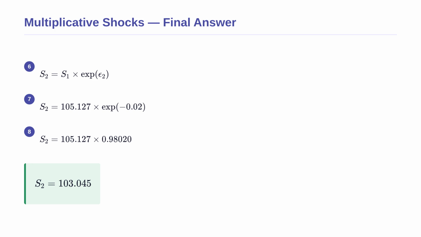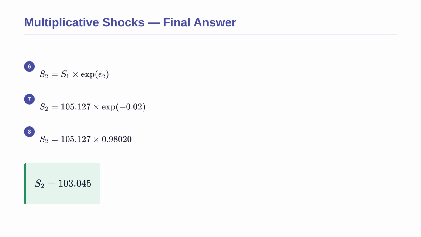We plug in our day 1 price of 105.127. Then we insert the negative shock for day 2. Evaluating the exponential of negative 0.02 gives us a multiplier of 0.98020. Notice that even with bad news in the market, this multiplier is still positive, just less than 1.